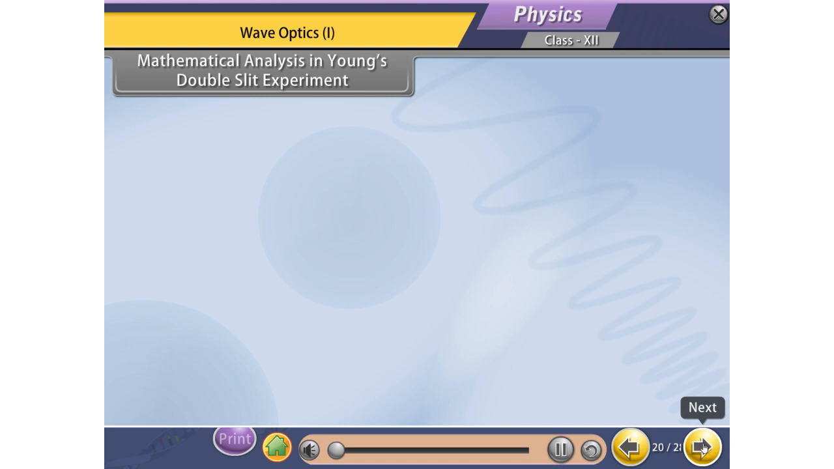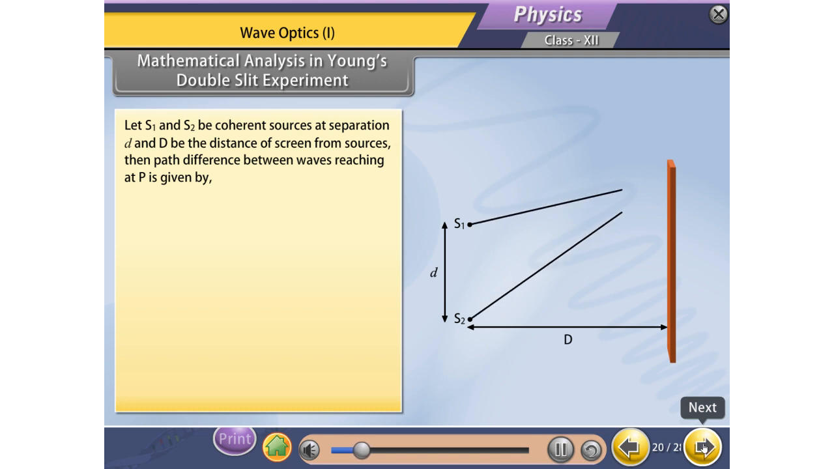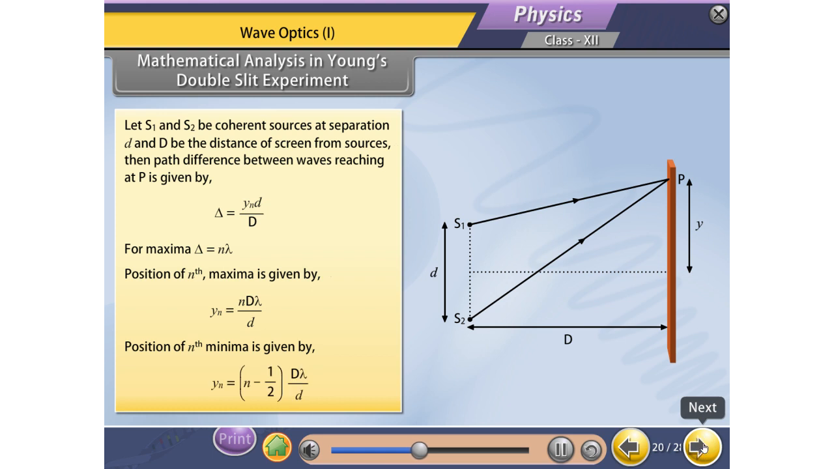Mathematical analysis in Young's double-slit experiment. Let S1 and S2 be coherent sources at separation d, and capital D be the distance of the screen from the sources. Then the path difference between waves reaching at P is given by the product of yn and d divided by capital D. For maximum, delta is equal to n lambda, and the position of the nth maxima is given by n capital D lambda upon small d. The position of the nth minima is given by (n minus 1/2) into capital D lambda upon small d.